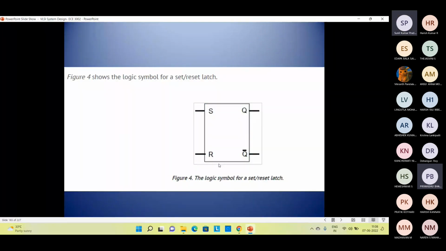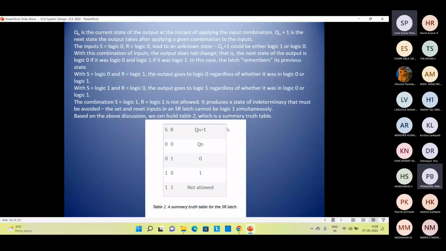Now this is the logic symbol of a set and reset latch. Here is S, and this is R, this is Q and Q complement. So this is the logic symbol for the set and reset latch. Okay, a very important thing is that when you explain, you need to explain the different combinations of S and R, because S and R can be 0 0, 0 1, 1 0, 1 1. So like this.